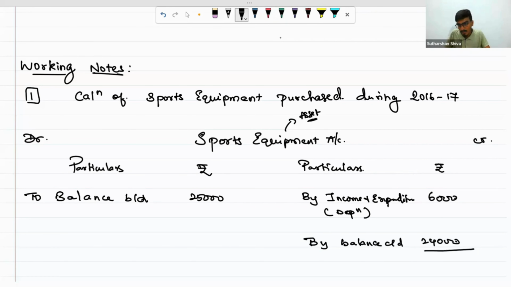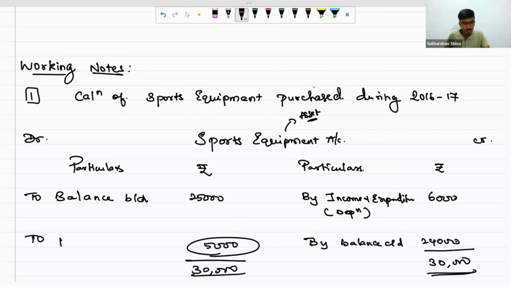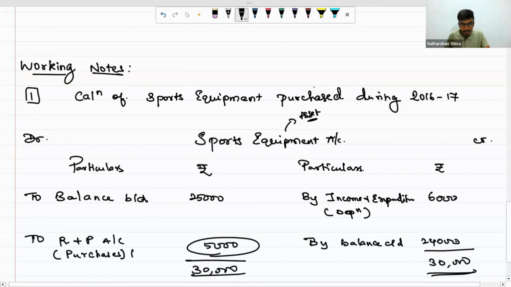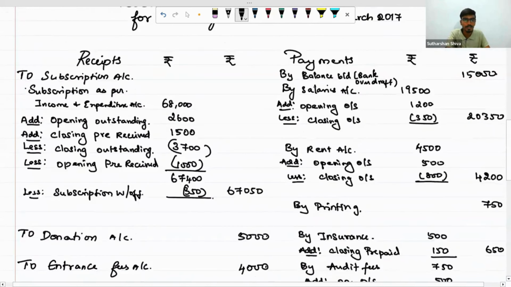Now, try to balance it off. You will get 30,000, and you are left with 5,000. This 5,000 is nothing but, in the receipts and payments account, the purchases. We are indirectly trying to find out the purchases. Okay, the balancing figure is going to be 5,000.